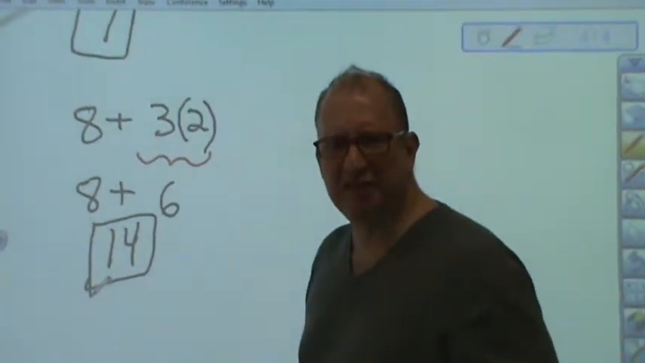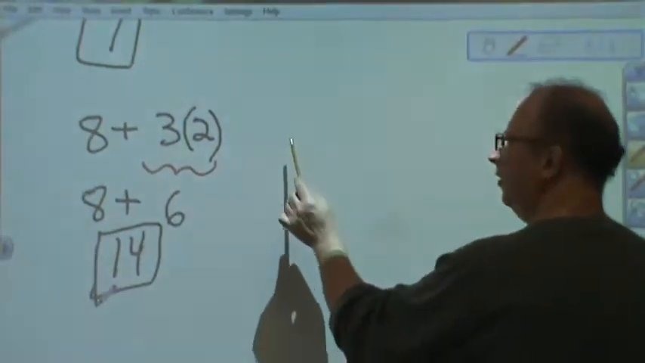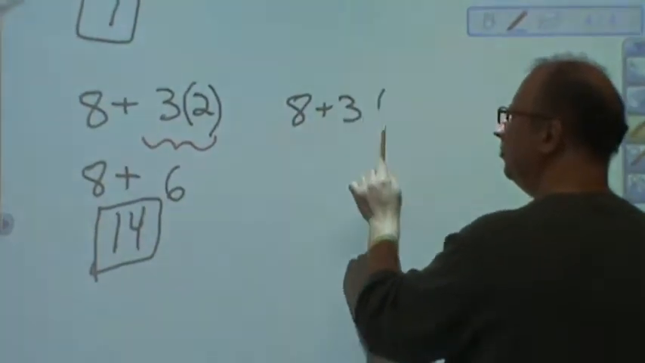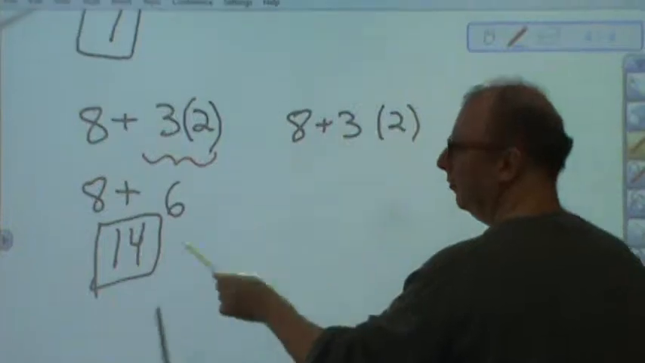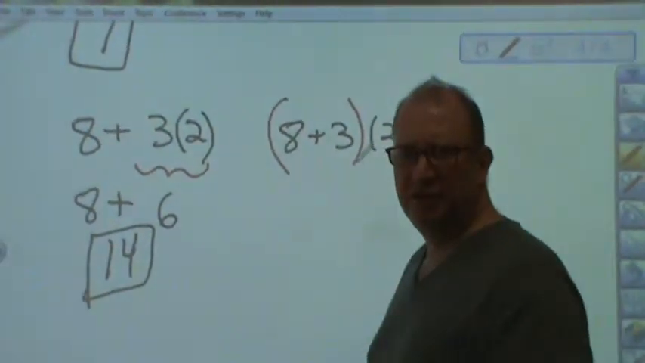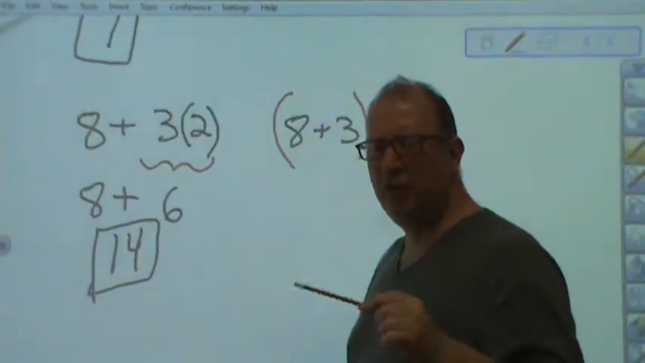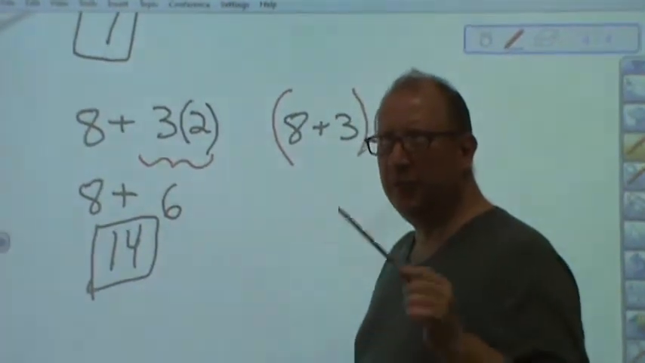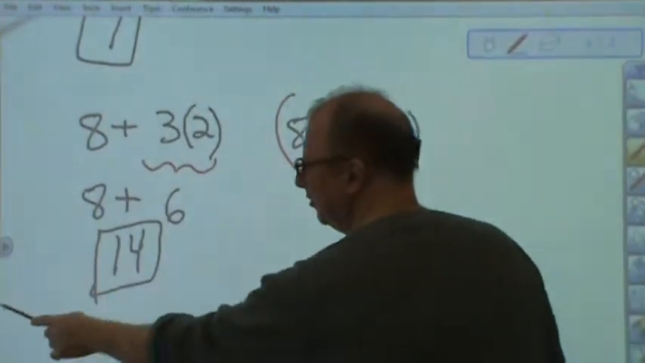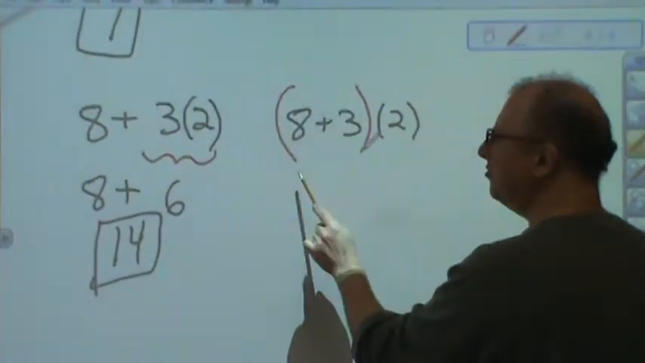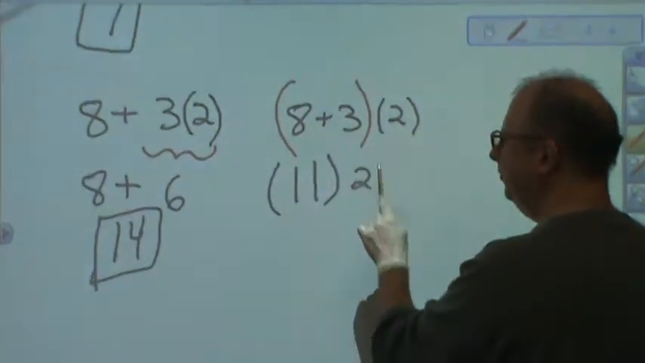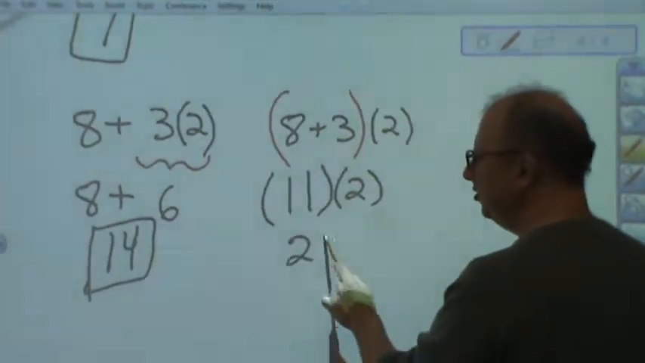Let's redo the exact same example. So this time, (8 plus 3) times 2. But I'm going to change it up. I'm going to put a parenthesis in. So let's look at what we do first. Please excuse my dear Aunt Sally. Parentheses first. So in this case, 8 plus 3 is 11 times 2, which is 22.